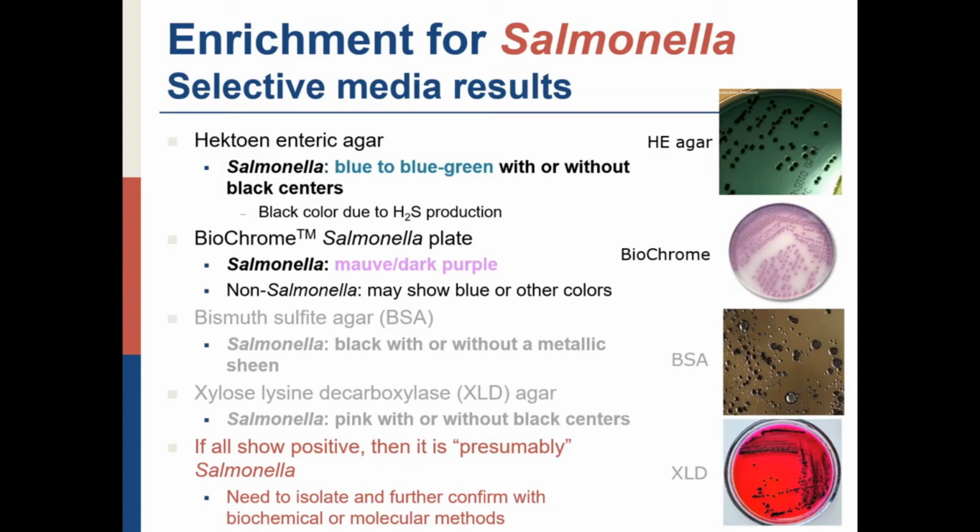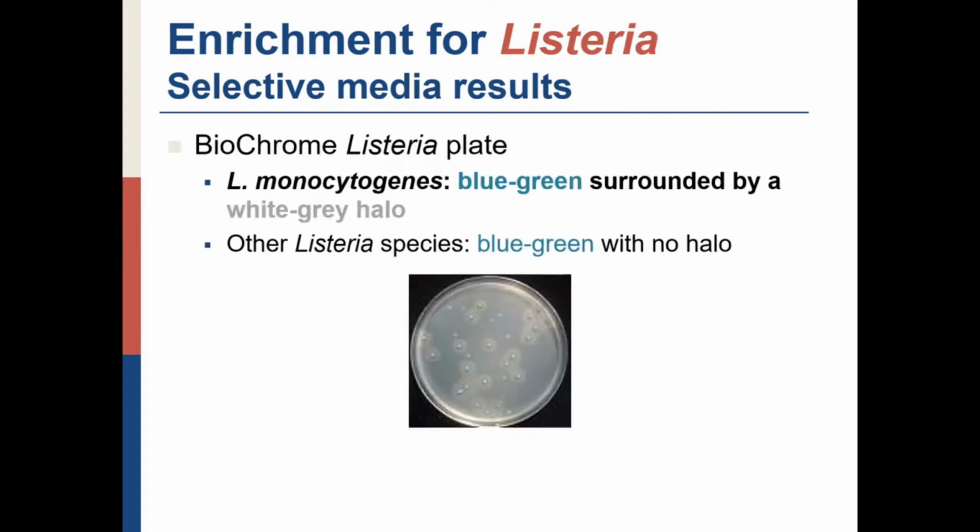blue or other colors. And so those are the only ones I really need you to know about, but there are other tests that you can do, such as BSA or XLD, but we're not going to be using them or testing you on them. So you always want to be using multiple tests. So if all of your tests show positive, so including your antibody test and everything, then it's a pretty good assumption that it is indeed Salmonella, but you want to confirm it with other biochemical and molecular methods.